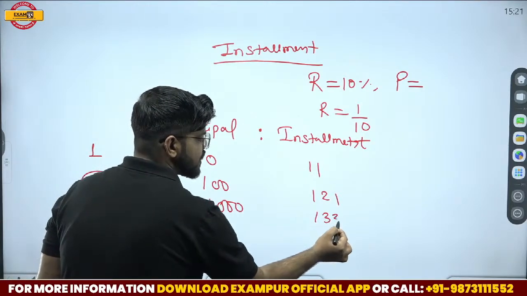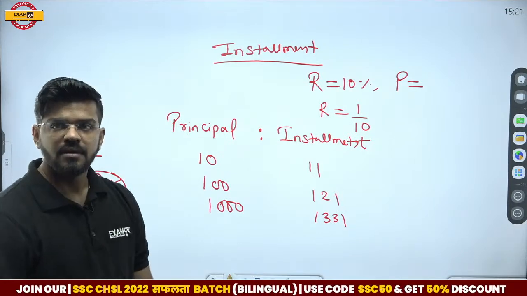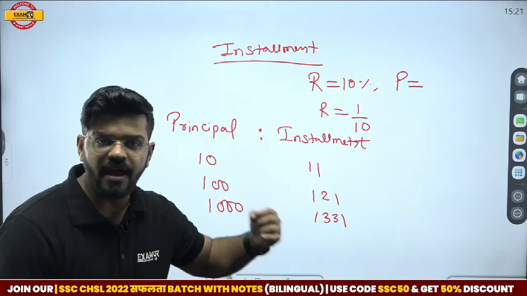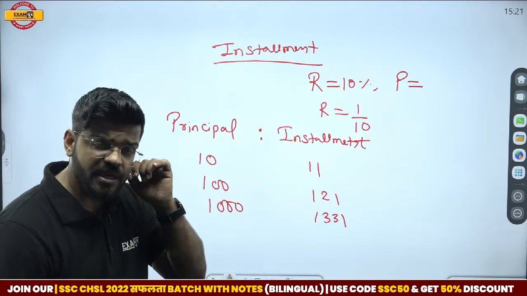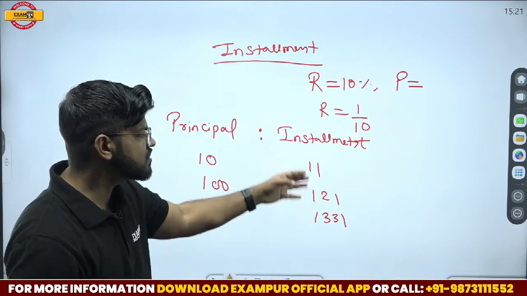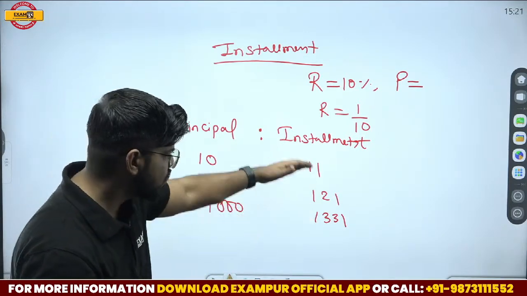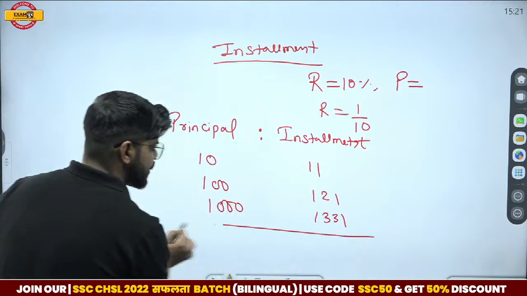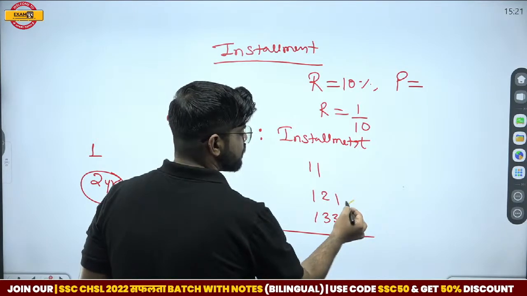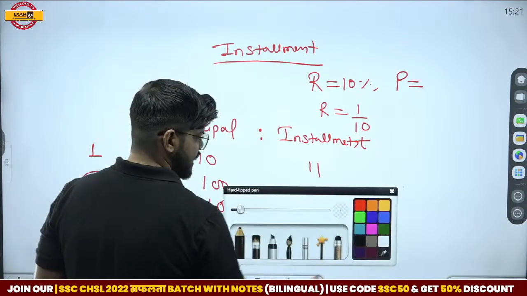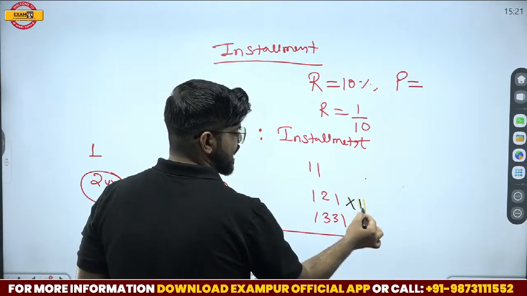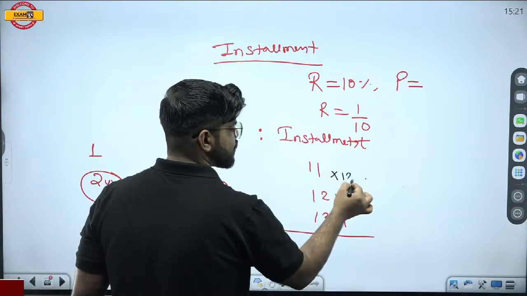Yes, 1331. Clear? So this is how we are going to make it. Now in the question it will be given that the EMIs will be equal. Now these are the EMIs or installments. We should make them equal. To make them equal, what will we do? We multiply by 11 here, and multiply by 121 here.